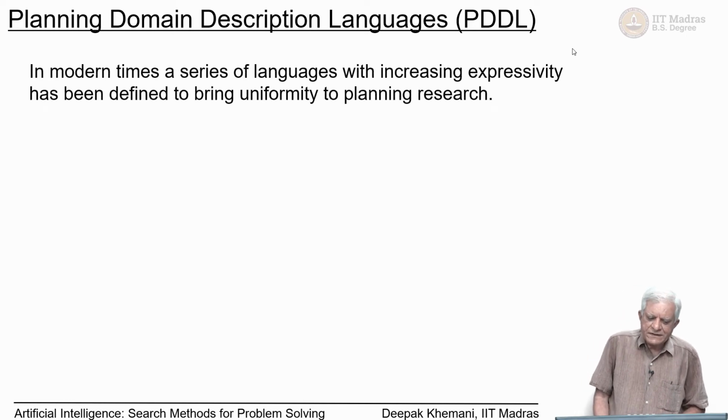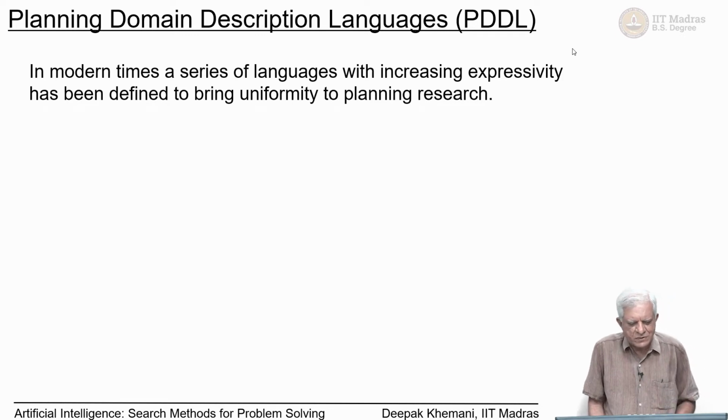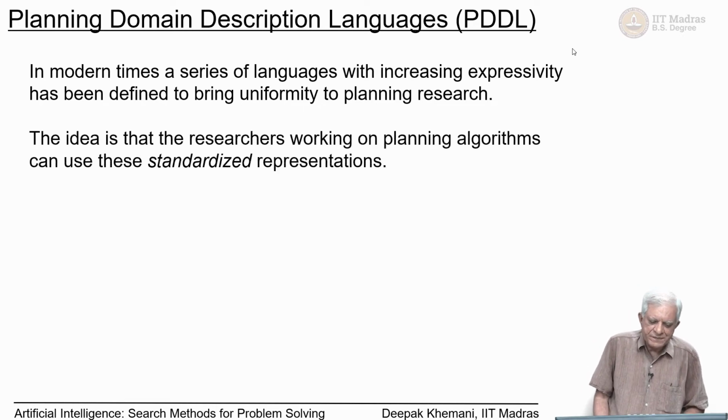So, in modern times, as I said, a series of languages with increasing expressivity has been defined to bring uniformity to planning research essentially. What do you mean by increasing expressivity? That you can include, for example, durative actions and other kinds of constraints that we talked about. For each such domain type, a language has been defined essentially.